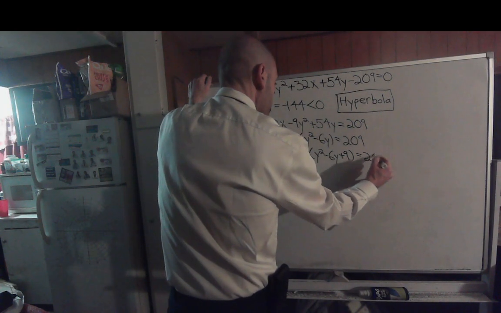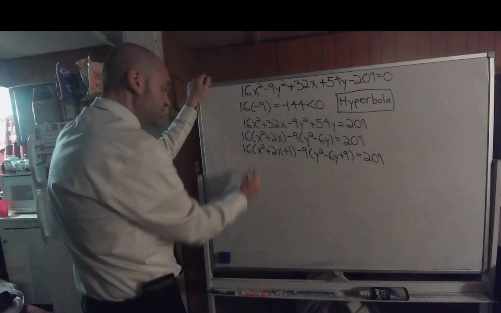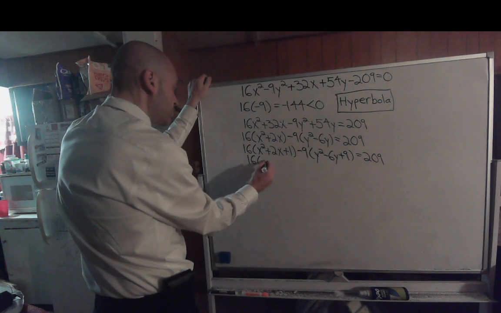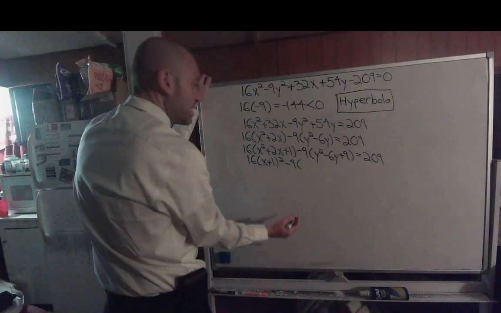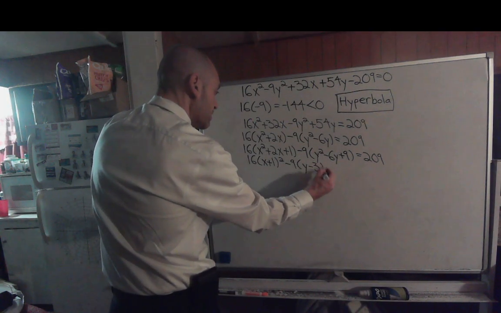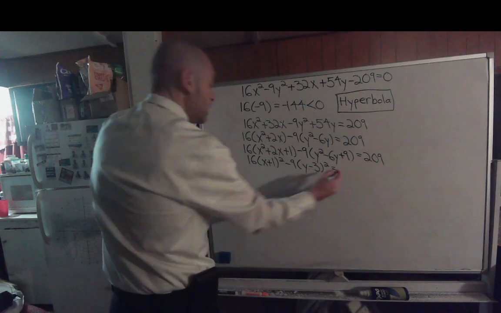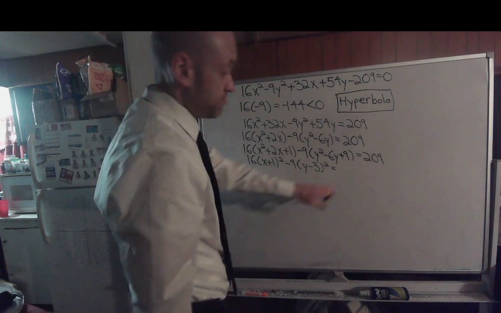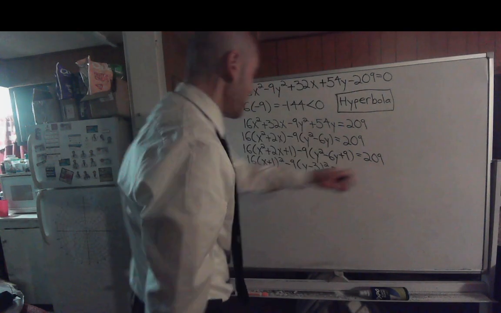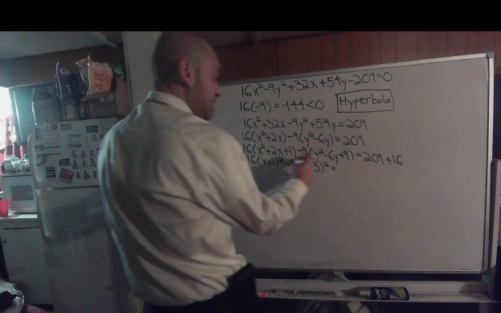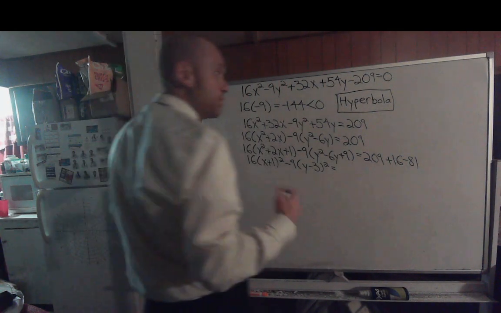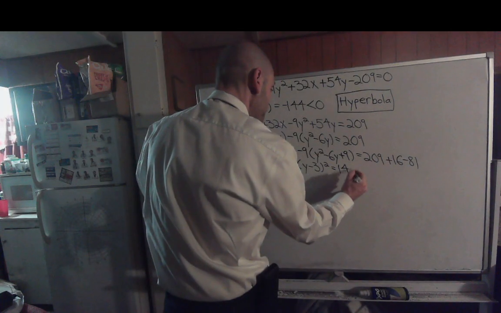That would equal 209. So this would simplify into 16 times the quantity of x plus 1 squared minus 9 times y minus 3 squared. Well, actually, I forgot to do the completing the square on the right-hand side. 16 times 1, I'll add 16. Then minus 9 times 9, that'd be minus 81. So the right-hand side, 225 minus 81 is 144.